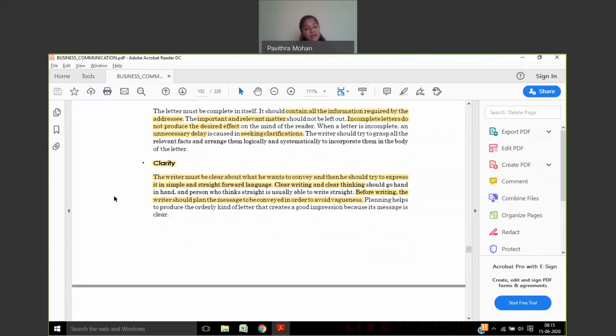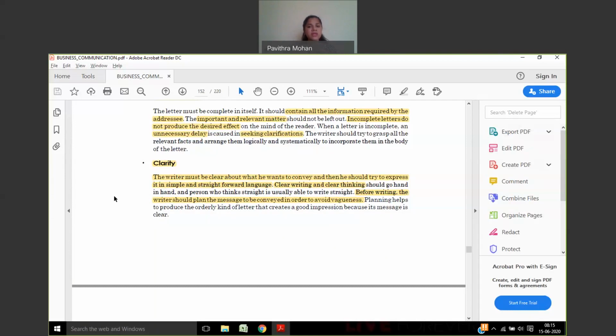So the writer must always ensure that he is clear about what he is conveying, and he should try to express the information he is providing in the simplest and most straightforward language. Don't get into hardcore or high-end vocabulary using difficult jargon, which is not used by other departments. So kindly ensure the information you're providing is very clear. Don't leave any room for ambiguity.